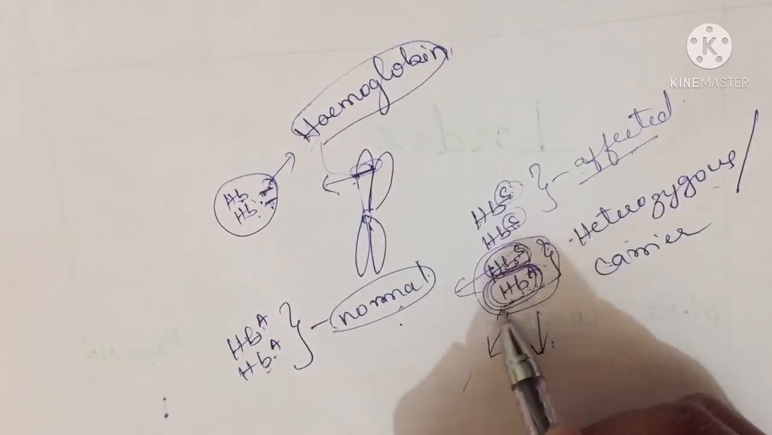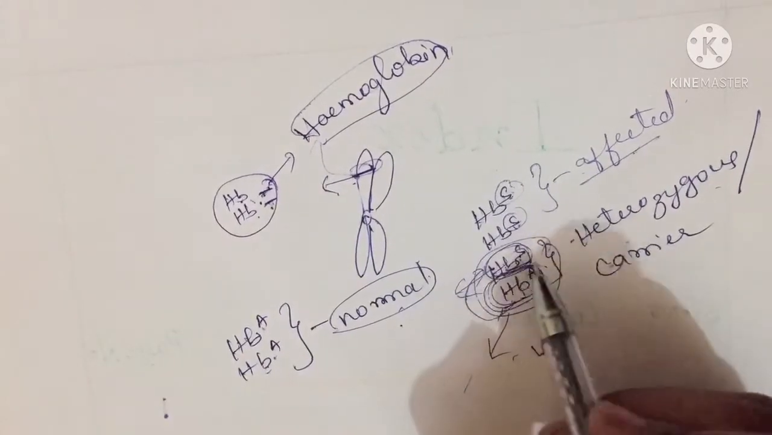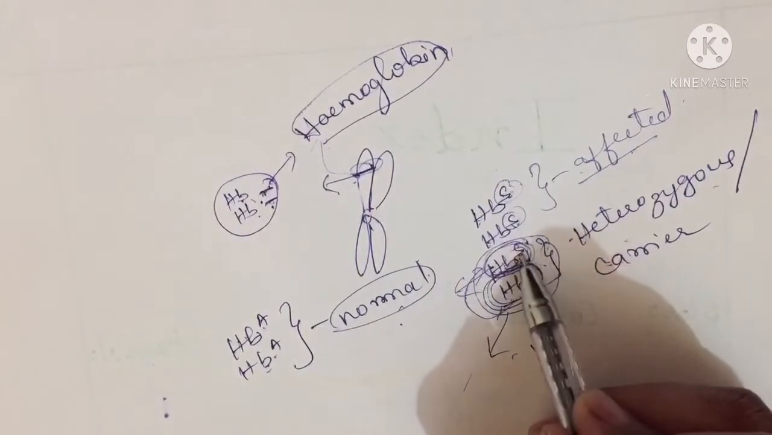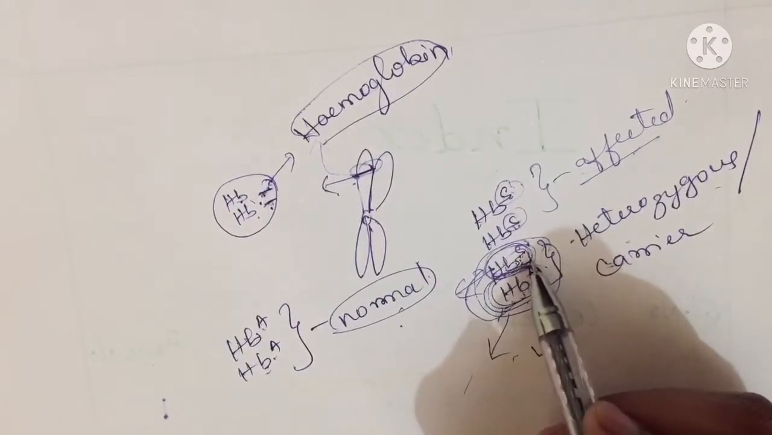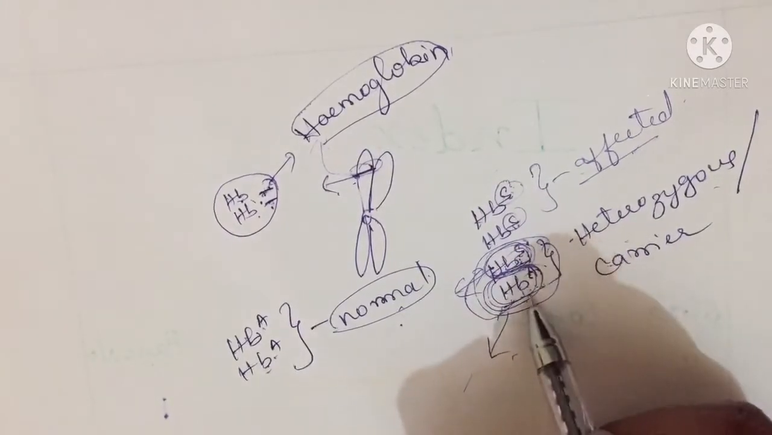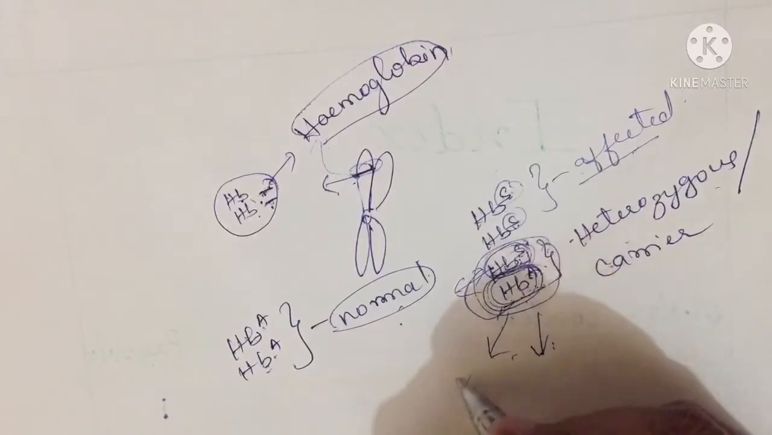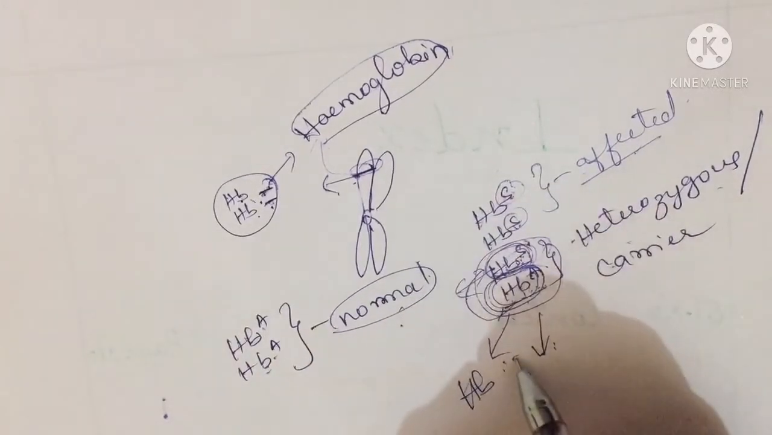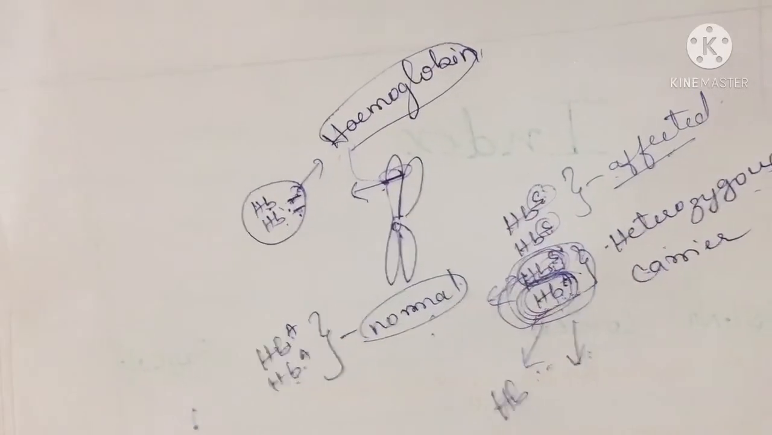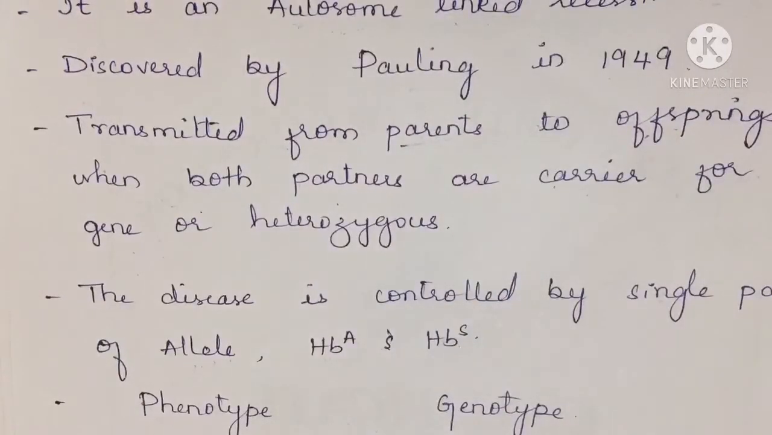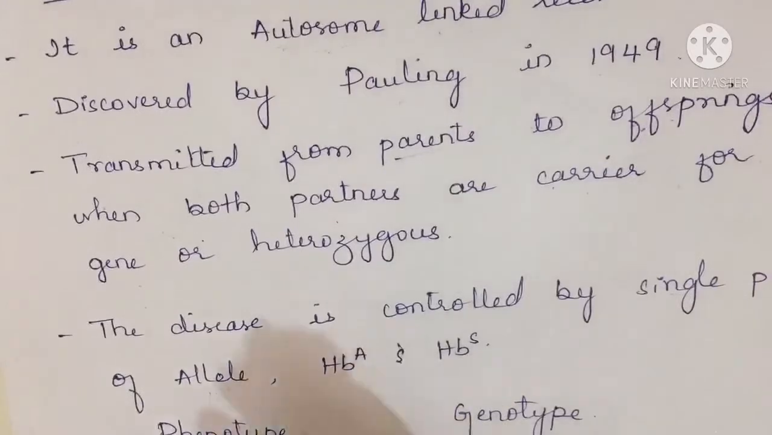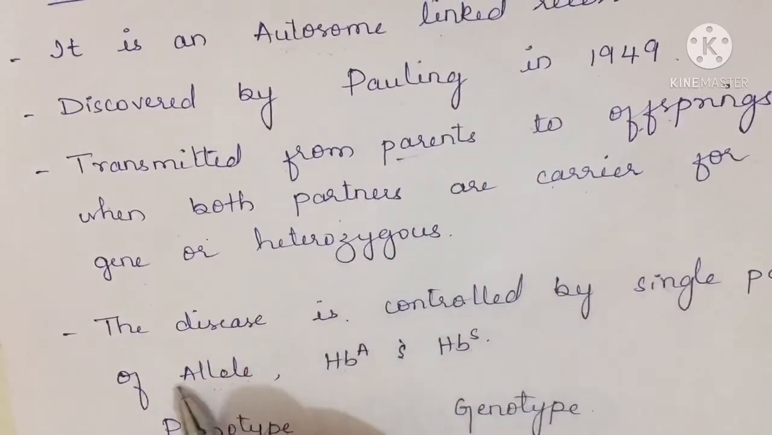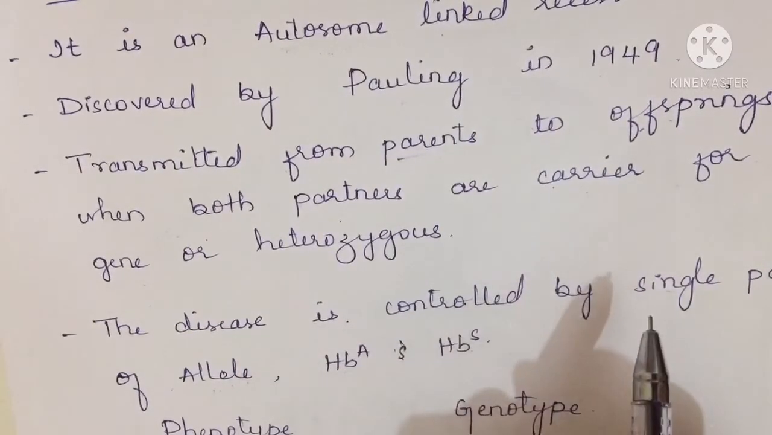Now this dominant one will suppress the HbS, so the affected allele will not function, whereas the normal one will function to produce normal hemoglobin. Okay, we were here: the disease is controlled by a single pair of alleles, HbA and HbS.